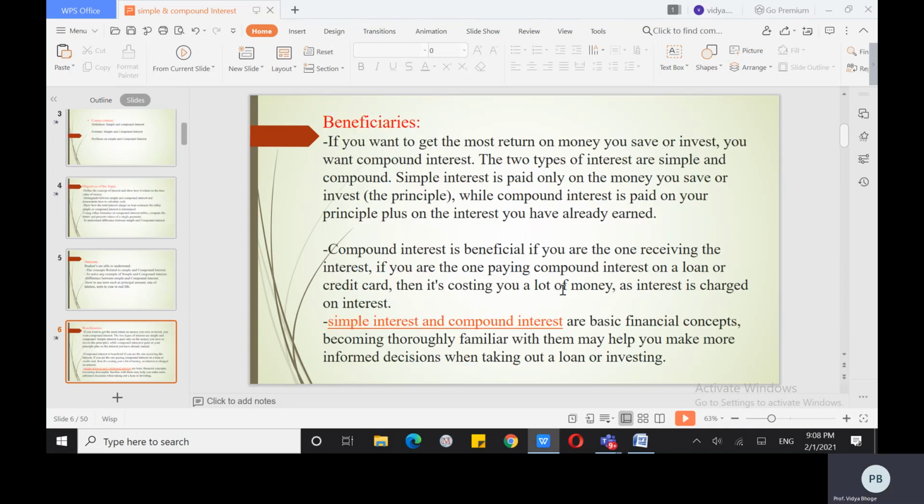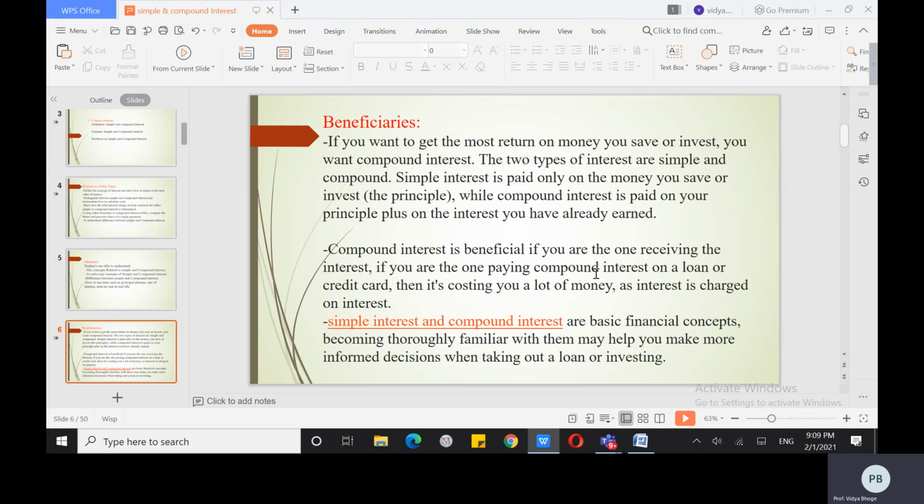Now, the beneficiaries of this program are those who want to get the most return on the money they save or invest, on compound interest. The two types of interest are simple and compound. Simple interest is paid only on the money you save or invest, which is the principal amount, while compound interest is paid on your principal plus the interest you have already earned.